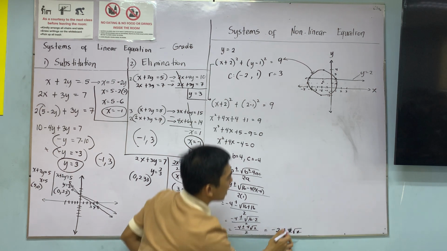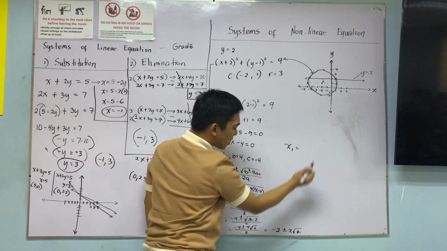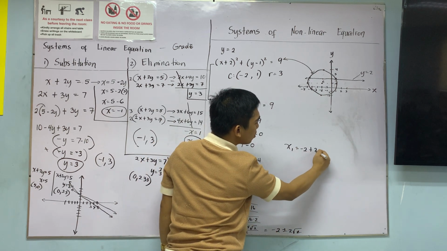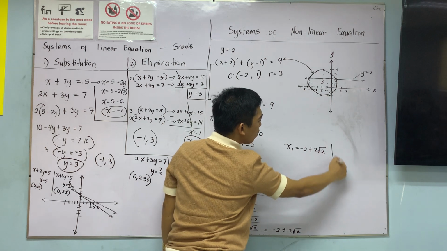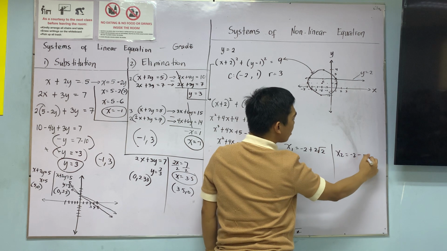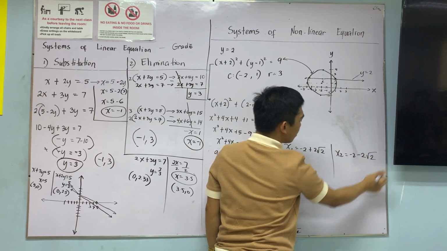So, ito na siya. Ang x sub 1 natin ay negative 2 plus 2 square root of 2 while x sub 2 is negative 2 minus 2 square root of 2.